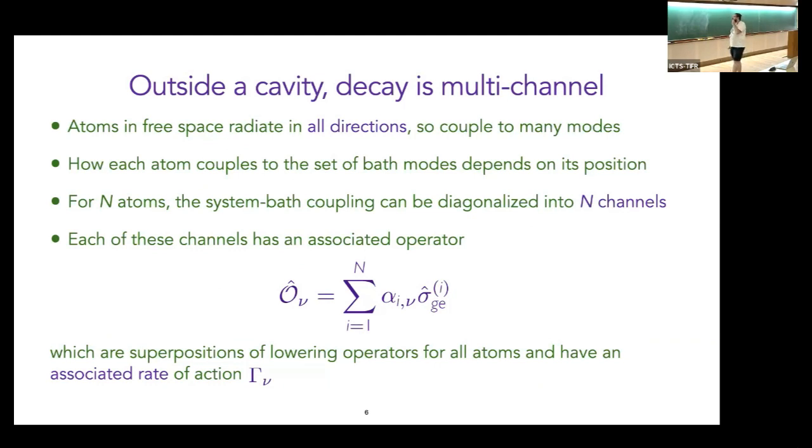But what I want to do is take this to somewhere where my decay is multi-channel. Okay, so instead of emitting into one particular mode, I can now radiate into lots of modes. So for example, in free space, my atoms will now radiate in all directions. And if they're not all at a point, they all couple to many modes. And the set of modes that they talk to changes depending on the position of my atoms. Okay, so I break that permutational symmetry. And instead of having that one operator, for n atoms, I now generically will have n channels, n different ways that those atoms can decay, which I find by diagonalizing my system-bath coupling.